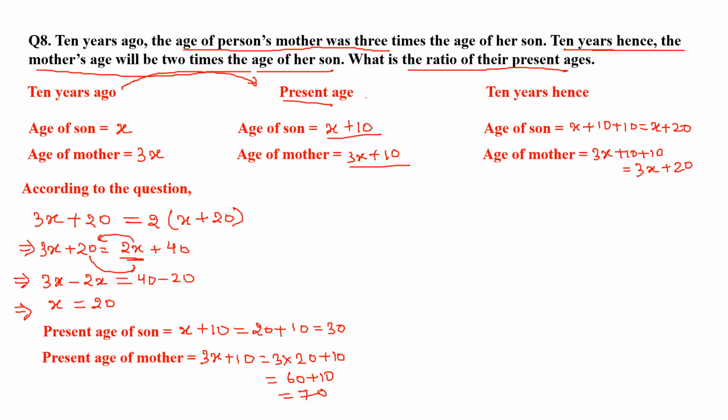Now find the ratio of their ages. So I am finding the ratio of mother's age to son's age. Mother's age is 70, son's age is 30. So 0 and 0 cancel. So the ratio is 7 is to 3. Okay.